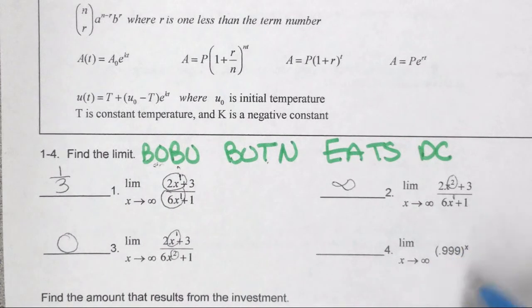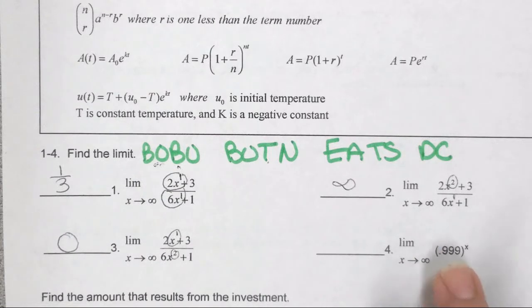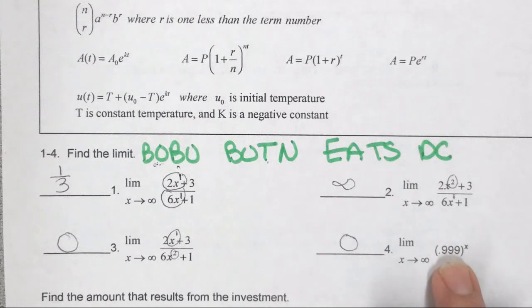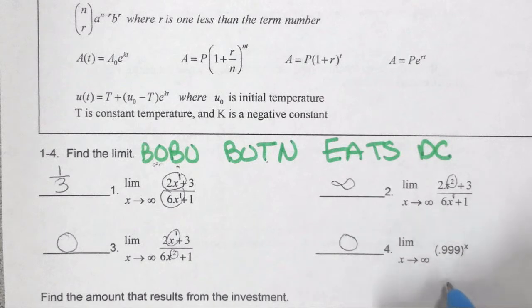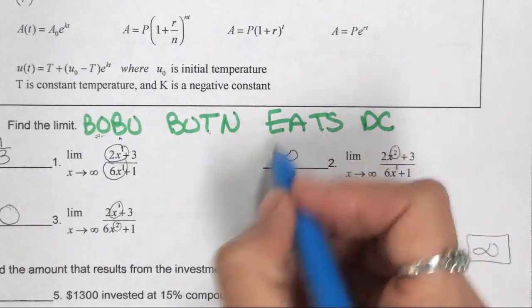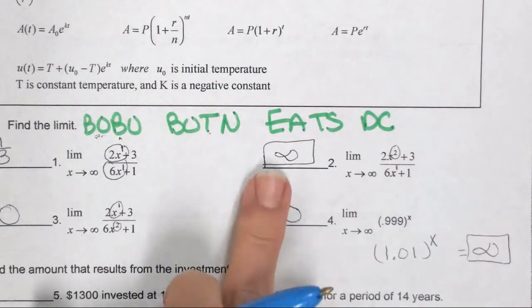Number 4 is not a rational. This one is just a decimal number. When you have a decimal less than 1, like this, 0.99, raised to the exponent of x, as x approaches infinity, the answer will be 0. So if it's less than 1 raised to the infinite power, it's 0. If I had something that was bigger than 1, like 1.01 raised to the x, the limit of this would equal infinity, or sometimes they write does not exist. On your test tomorrow, you're going to see infinity, not does not exist. You're going to see these two.